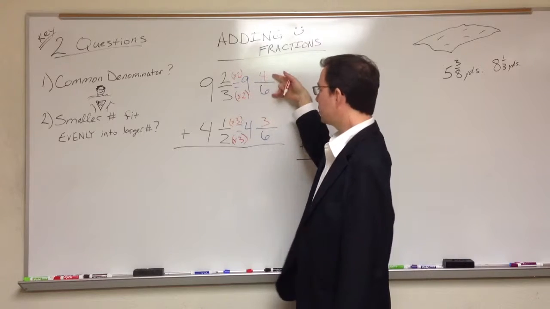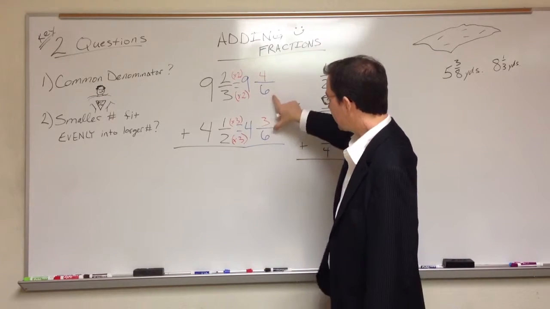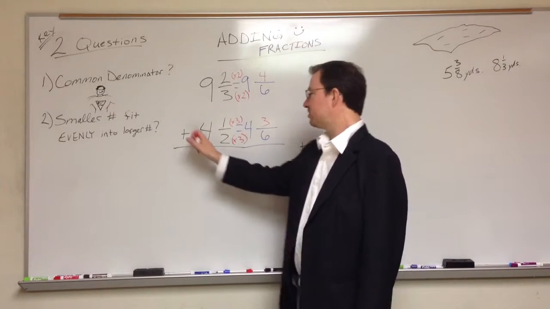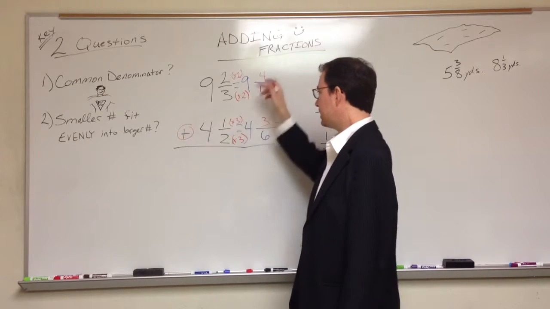Now our fractions are proportional. They have the same numerical value, but they are now in the same family. They are now in the 6th family. So now we just follow our sign. Once we get the common denominators, we follow our sign.